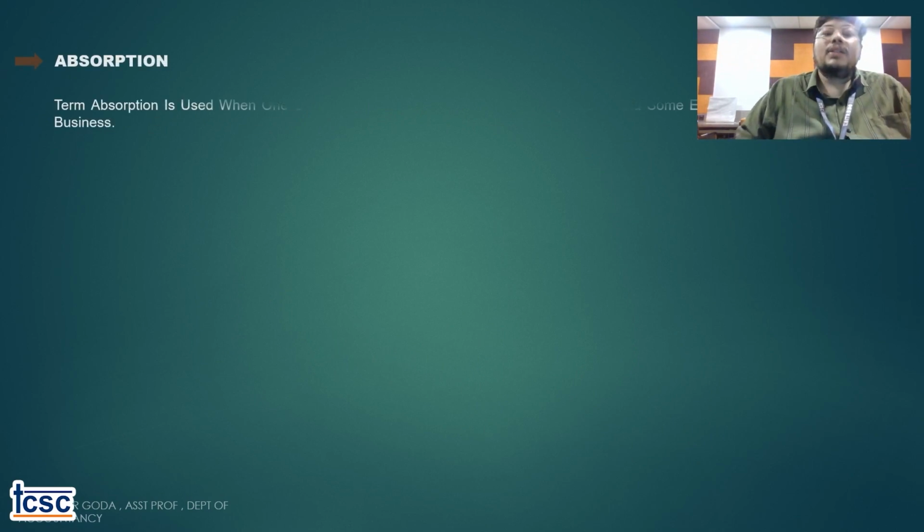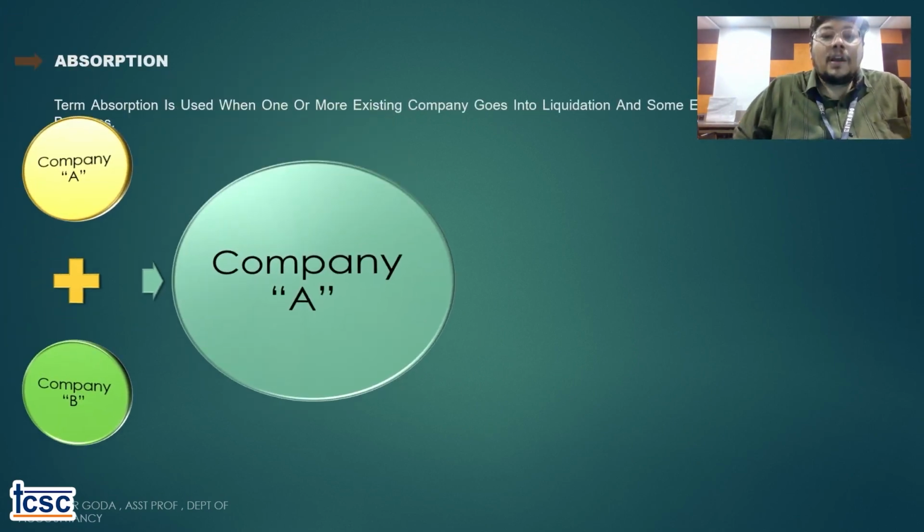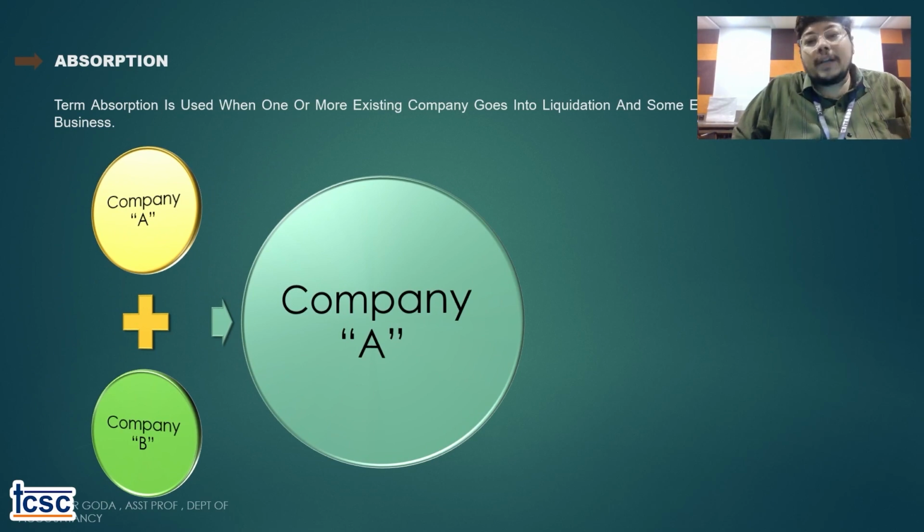Next, we will see what is absorption. Under absorption, one or more existing companies go into liquidation and some existing company takes over the business. So in our example, there is company A as well as company B. Company A has an efficiency with respect to the capital part and company B has an efficiency with respect to production strategies. So now these two companies come together and formulate a new company which will be called company A. So it is nothing but absorption.